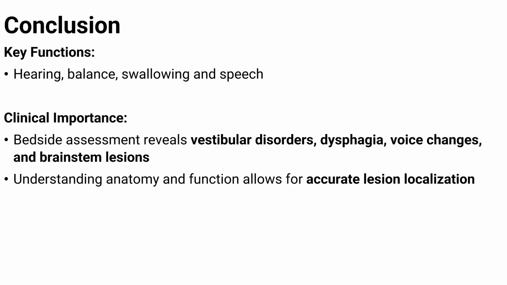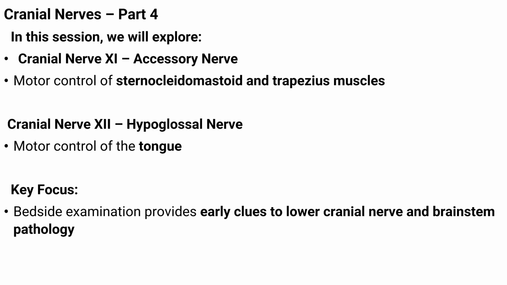To wrap up, cranial nerves 8, 9, and 10 control hearing, balance, swallowing, and speech. Bedside exams can detect vestibular problems, dysphagia, voice changes, and brainstem lesions, and understanding their anatomy helps with accurate lesion localization. In Part 4, we'll cover CN11, the accessory nerve, for neck and shoulder movement, and CN12, the hypoglossal nerve, for tongue function. These nerves are essential for comprehensive neurological assessment.